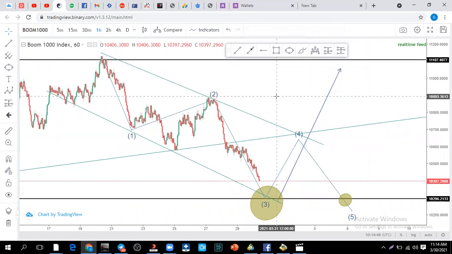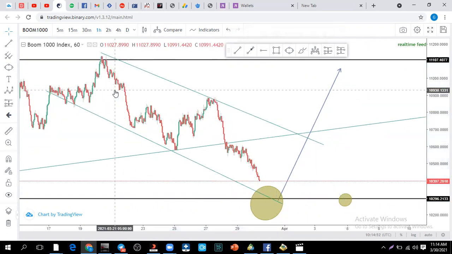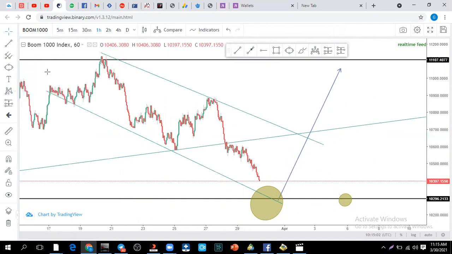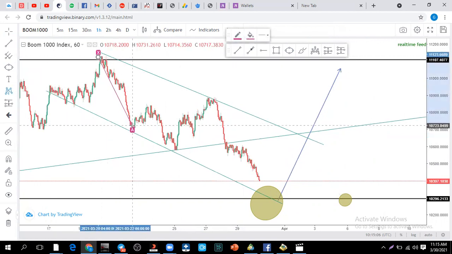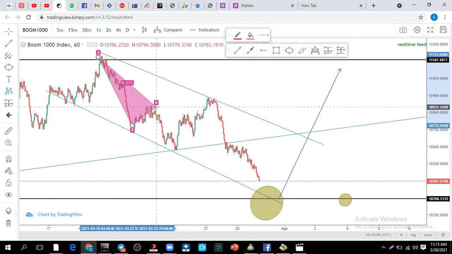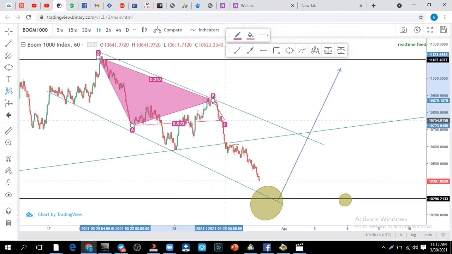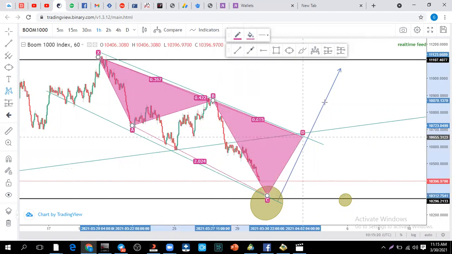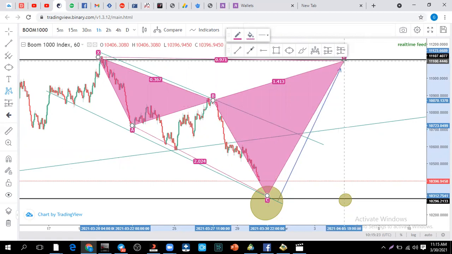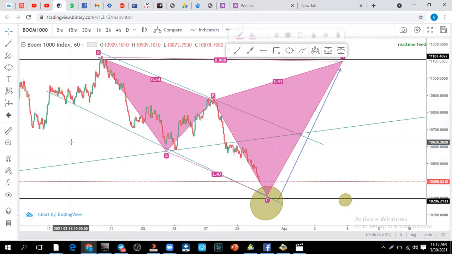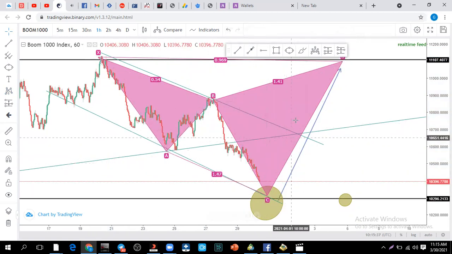Sorry, let me take this out. We also use the cipher pattern, and we also see that, so you can see that, right? So this is it. If price comes back here, it will push up again.